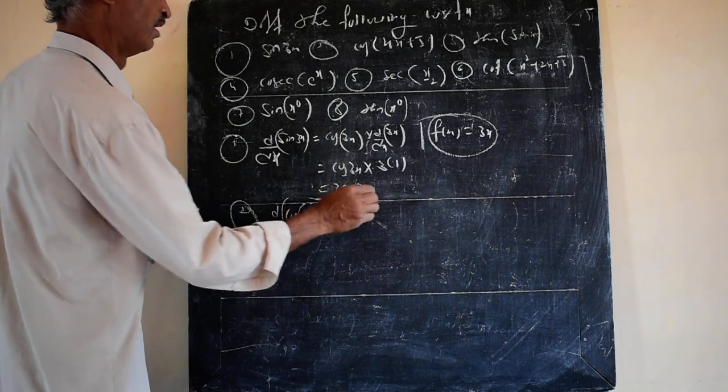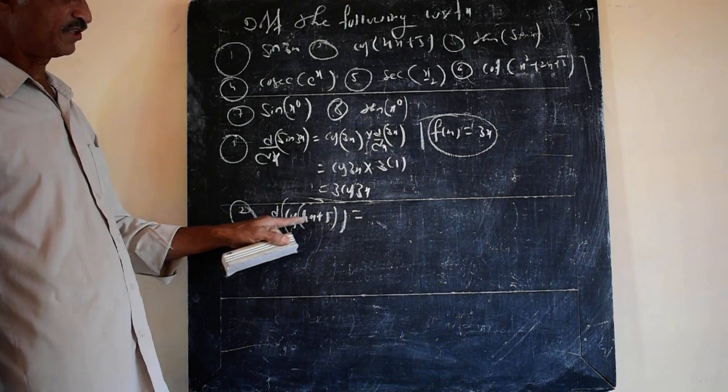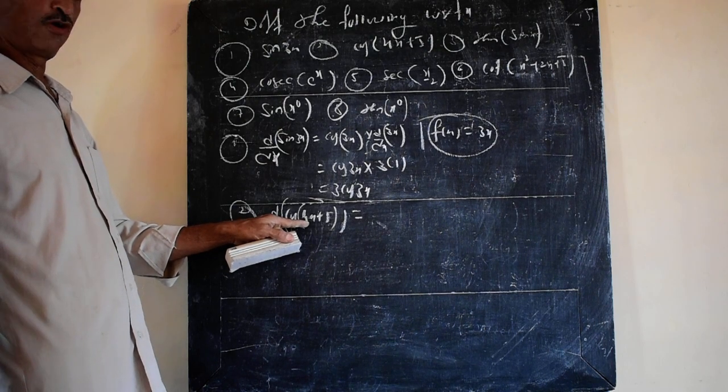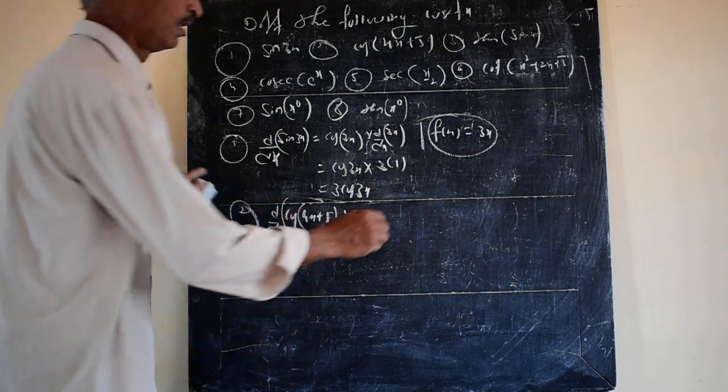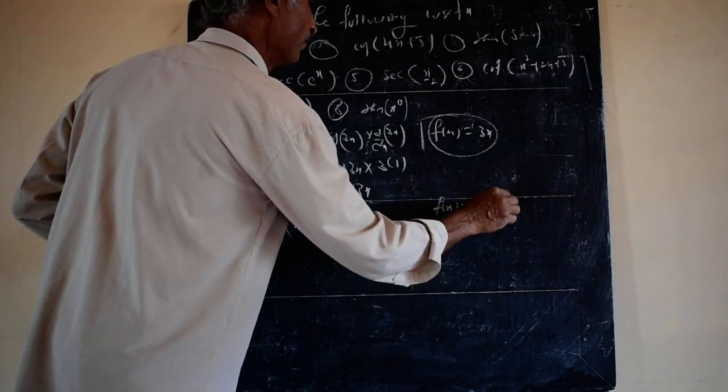Okay, it is cos f of x. What is the f of x here? Cos x is not there, but in front of cos, some equation of x is there. Therefore it belongs to the category of cos f of x. Here f of x is 4x plus 5.